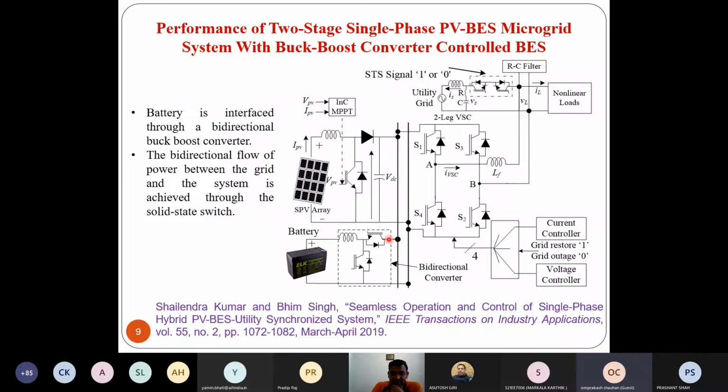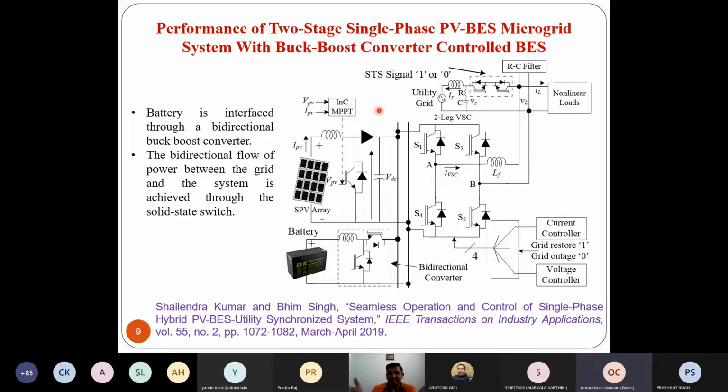The battery is interfaced through a bidirectional buck boost converter. The bidirectional flow of power between the grid and the system is achieved through the solid state switches, static transfer switches. The rest of the thing is constant. We are having a PV array. So it is a two-stage system we are talking about here. Earlier we talked about single stage.